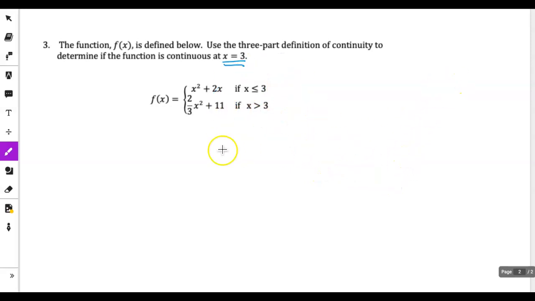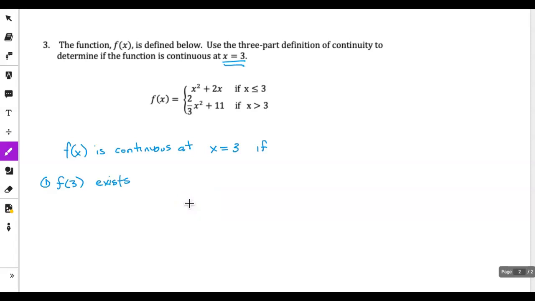All right, so here's the 3-part definition of continuity. Make sure you remember it. Part 1, and actually here's what it says. f of x is continuous at x equals, and in this case 3, if, number 1, f of 3 exists. So this is just ensuring that at 3, the graph has a value.